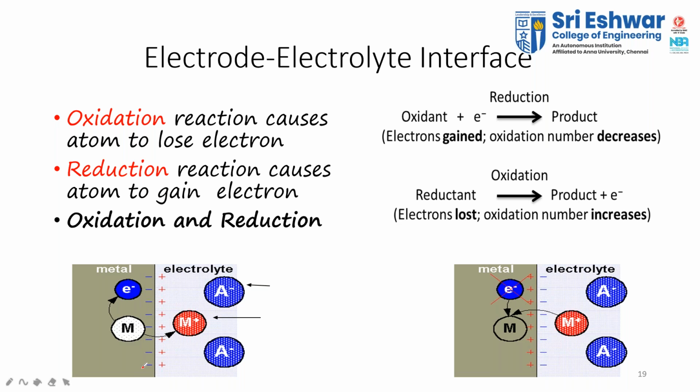What happens in oxidation? It is going to lose electrons. In oxidation I am going to lose electrons. In reduction I am going to gain electrons. The oxidation and reduction produce some electronic current.